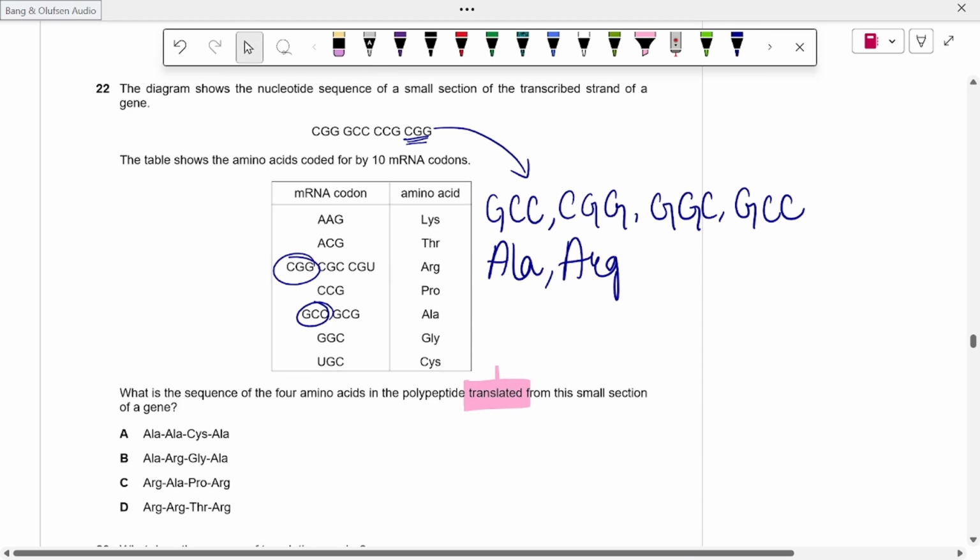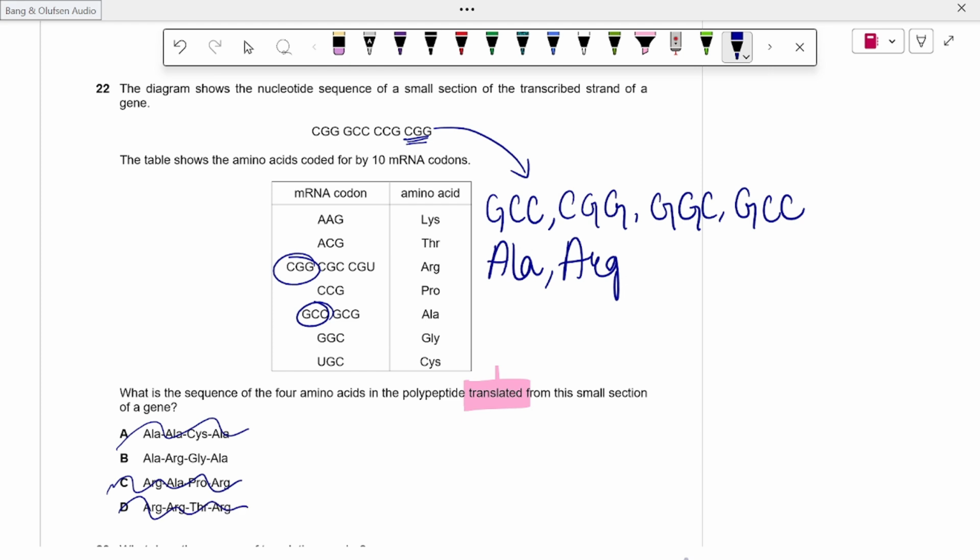If you look at your options, this eliminates A, C and D. B is your correct option, but let's see. GGC. GGC आपको नजर आ रहा है glycine. This is your glycine. GCC is again your alanine. तो पूरा कोड आपका आ गया. Polypeptide sequence आ गया, which is alanine, arginine, glycine and again alanine.